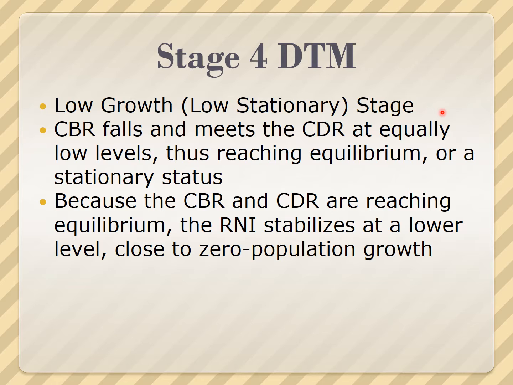CBR, the crude birth rate, falls and meets the CDR, crude death rate, at equally low levels, thus reaching equilibrium or a stationary status. Because the CBR and CDR are reaching equilibrium, the RNI stabilizes at a lower level, close to 0 population growth.